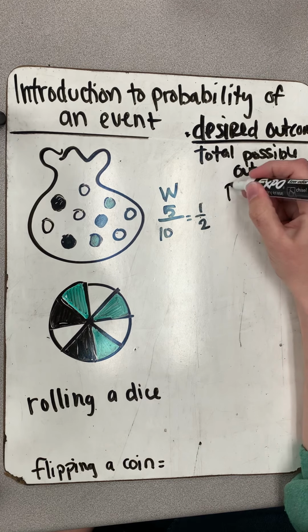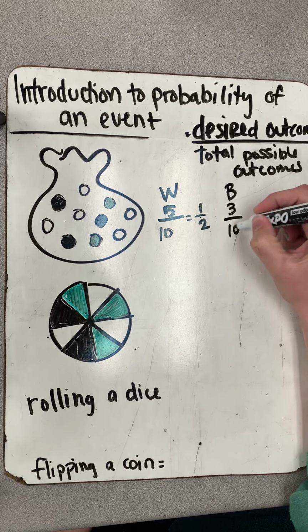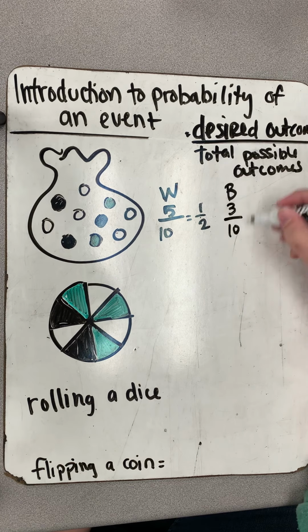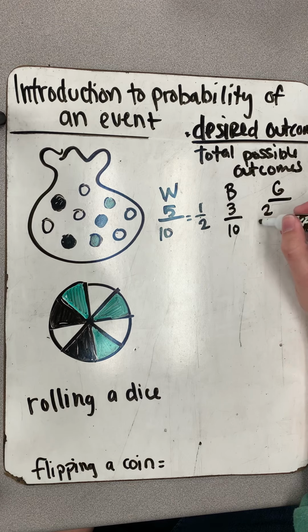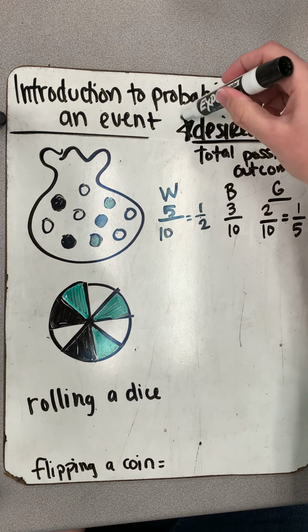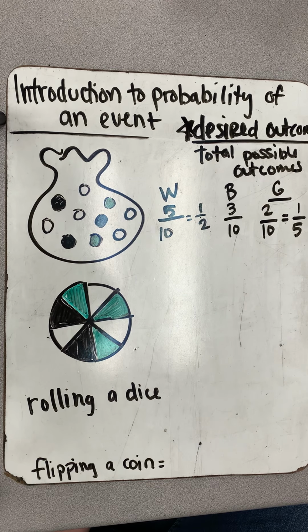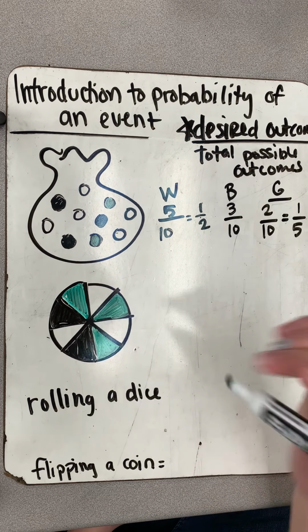If I want to change it and say black, well, I only have 3. So I have 3 out of 10, and that doesn't reduce. So that's as low as that fraction will go. If I'm talking about green, then I have 2 out of 10, and it will reduce down to 1/5. So depending on what I want, depending on my desired outcome, will depend on the possibility of getting that. Do you see that?